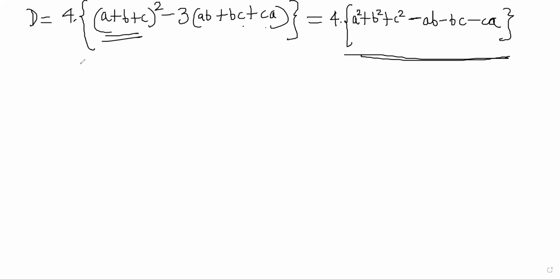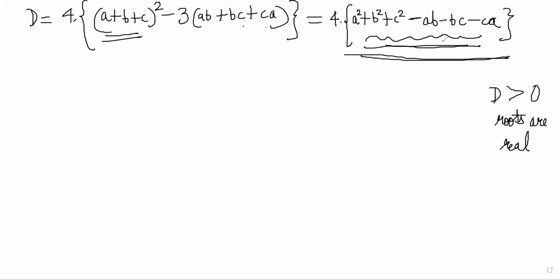So the trick is this. I need to find out whether the discriminant is positive, negative, stuff like that, right? If the discriminant is positive, roots are real. If the discriminant is negative, roots are imaginary. So basically I have to decide the sign of this thing inside the bracket, right? Okay. So how do we do that?